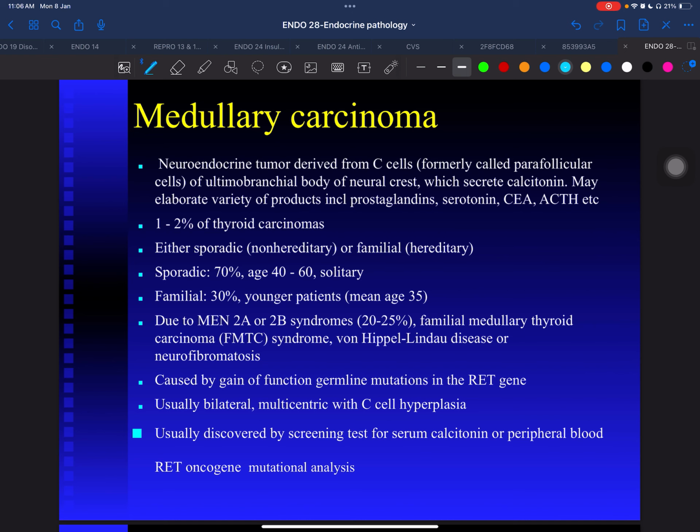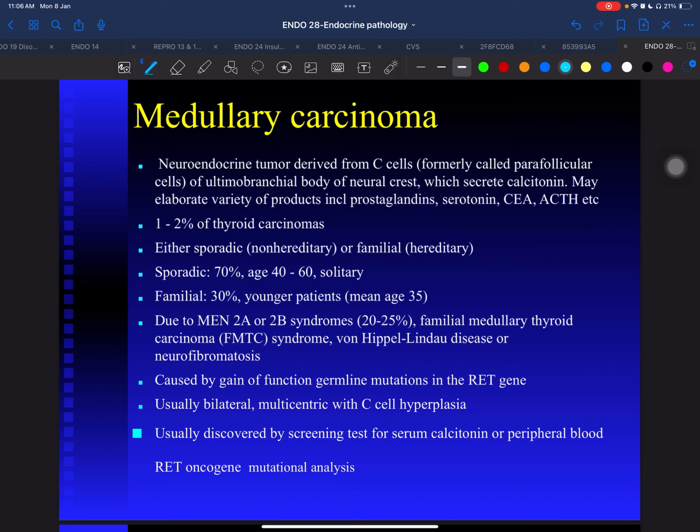It's usually bilateral, multicentric with C cell hyperplasia. At first it becomes hyperplasia, then it becomes cancer of the C cells. It's usually discovered by screening test for serum calcitonin, and you also do a RET oncogene mutational analysis.